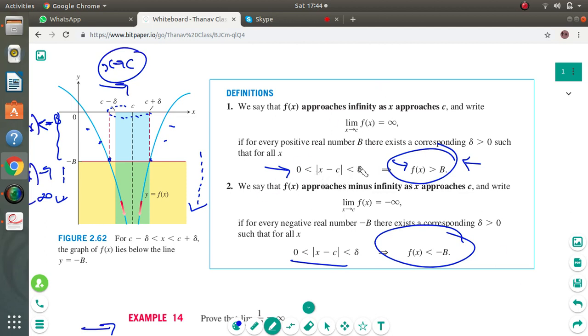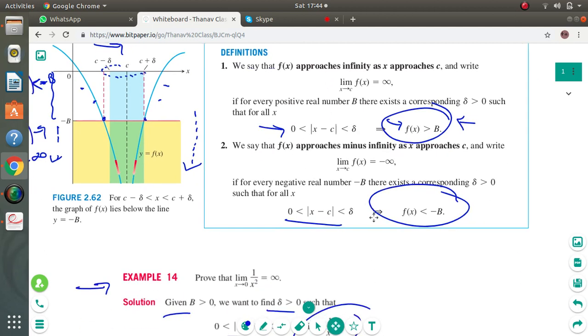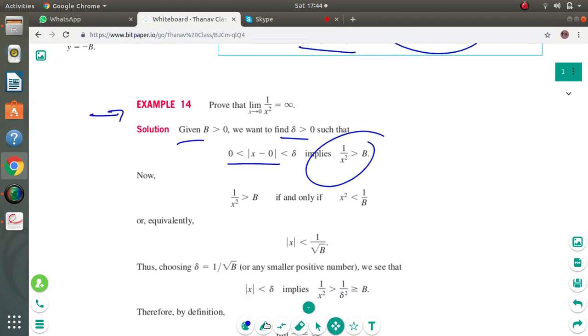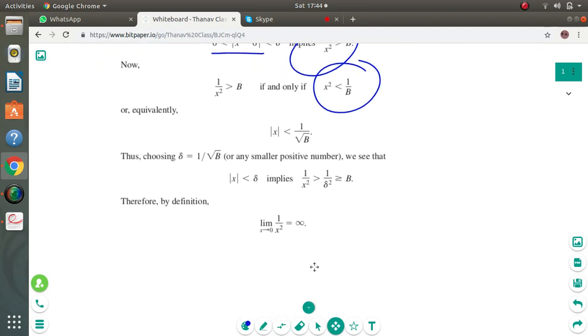plus x minus c less than delta. So this we use here. It implies now 1 by x square greater than b. So 1 by x square greater than b if and only if x square less than 1 by b. So from here we have now modulus x is less than 1 by root b.